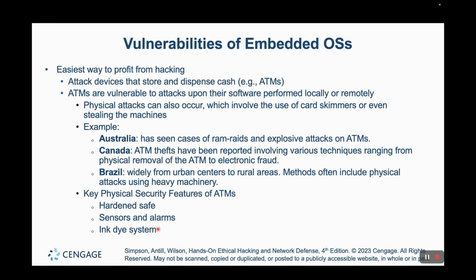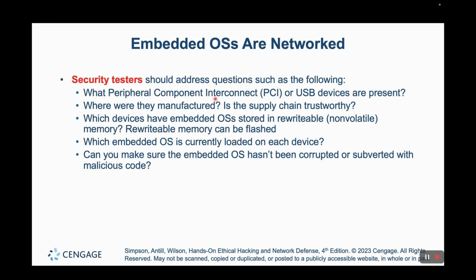Now, embedded operating systems are networked, yes, indeed. And here the network testers should address questions such as what PCI or USB devices are present, where they were manufactured, is the supply chain trustworthy, which devices have embedded operating systems stored in rewritable format, because rewritable memory can be flashed, and which embedded OS is currently loaded on each device. Can you make sure that the embedded OS has not been corrupted or modified with some sort of malicious code?